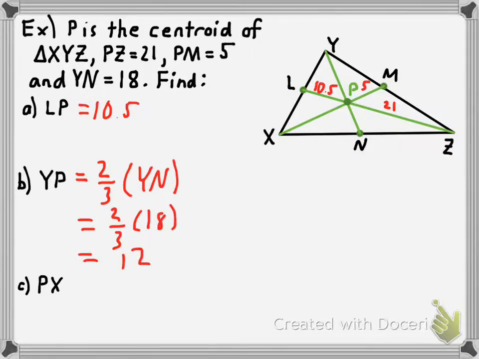All right, and then finally the distance from P to X, which is again the longer part of a median, the median XM. And what we're going to use for that is the fact that it's twice as long as the shorter part, and we know the length of the shorter part. PX has to be twice the length of PM, so it's 2 times 5 or 10. Very simple.